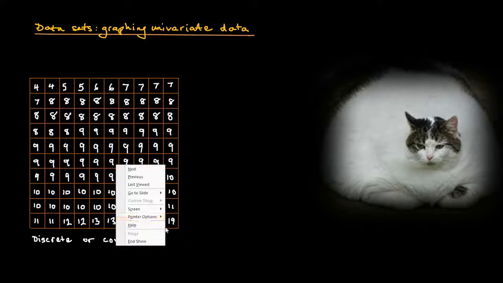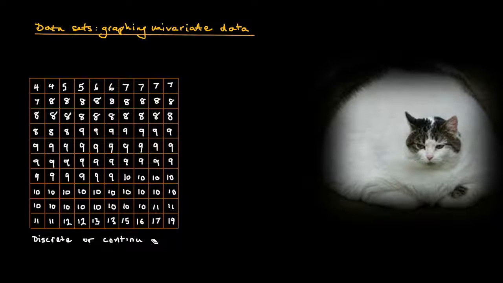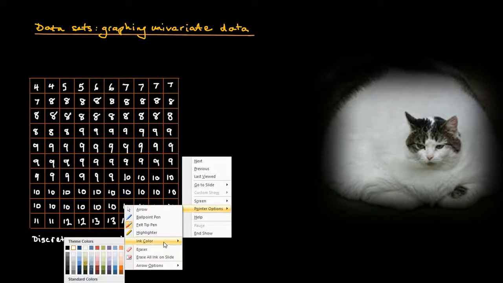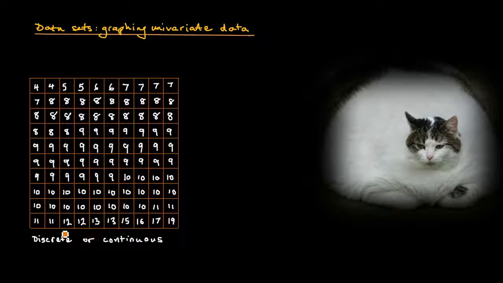Excuse me, let's just spell it correctly. Continuous data. So important to identify that first. So it's not discrete data that we're dealing with here. So let's cross that out. It's continuous. Okay, now that will help us when we draw our graph. And let's draw our graph now.